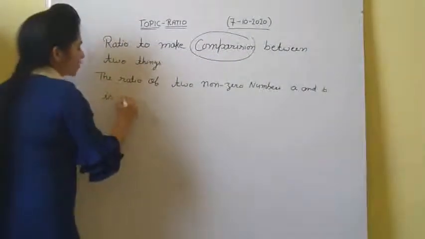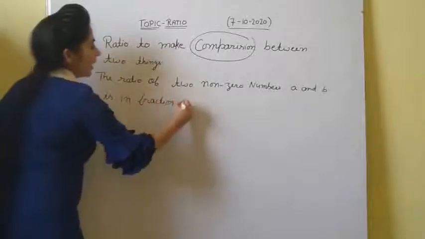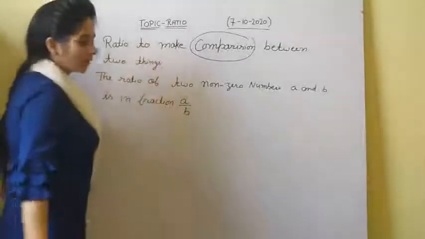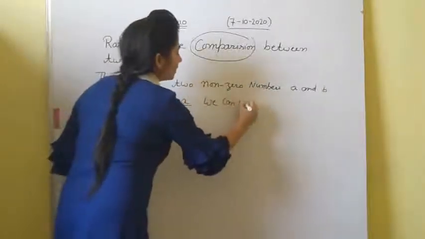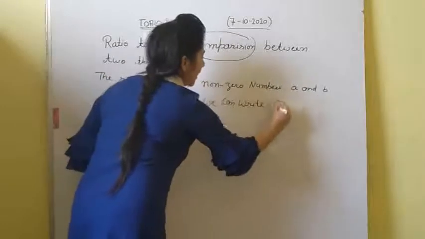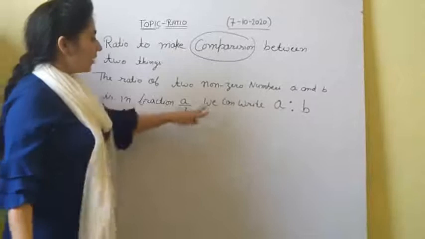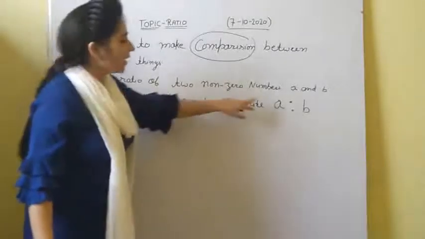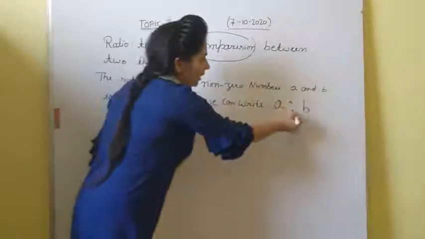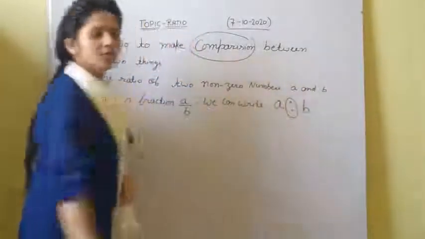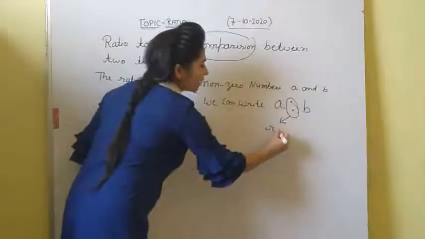is in fraction A by B, and we can write A colon B. Ratio we can write A colon B. This notation is known as the symbol of the ratio.